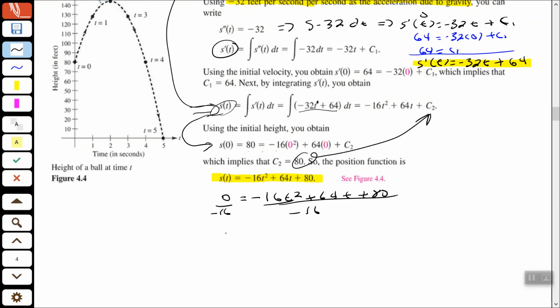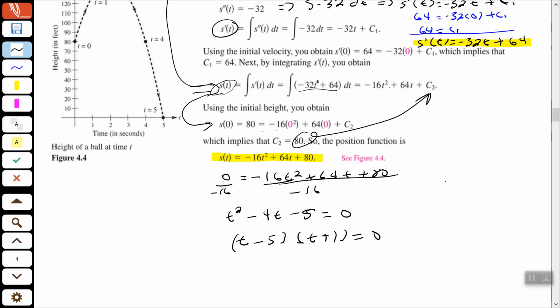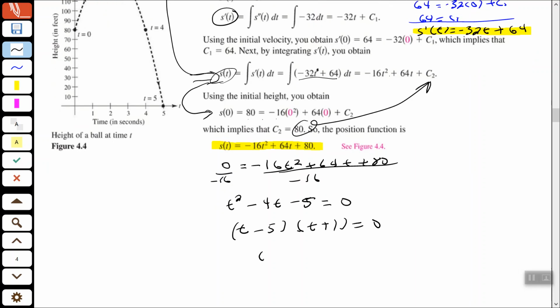So I'm going to flip this around. That gives us t squared minus 4t minus 5 equals 0. And then I can factor. I need factors of -5 that add up to -4. So that would be -5 and +1. And then set those factors equal to 0 and solve. So t equals 5 and t equals -1.